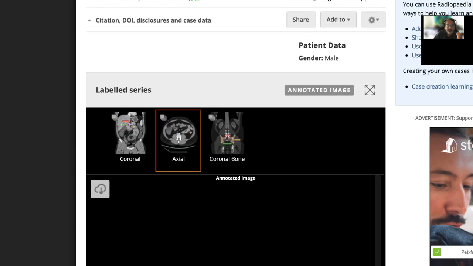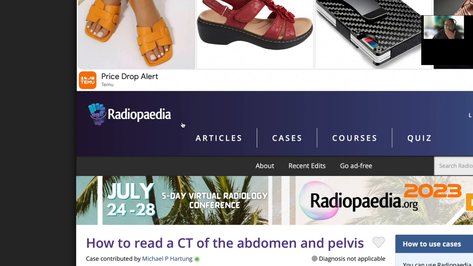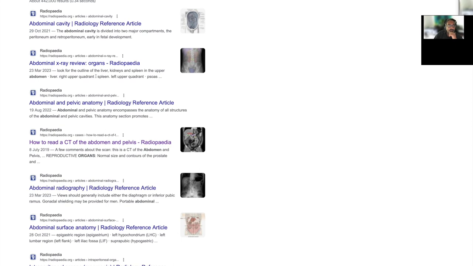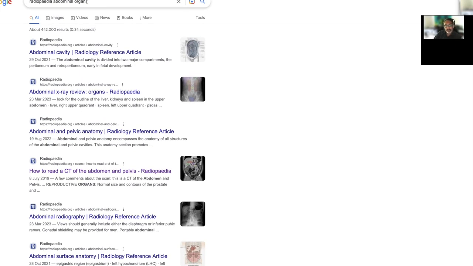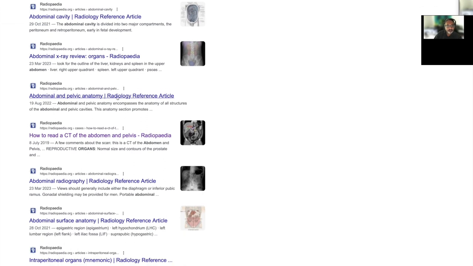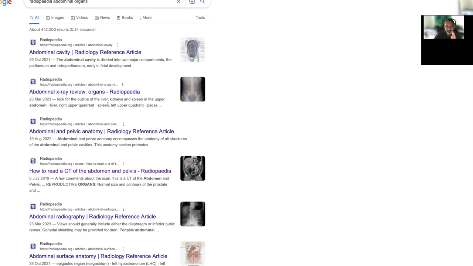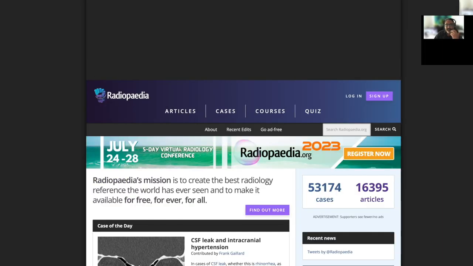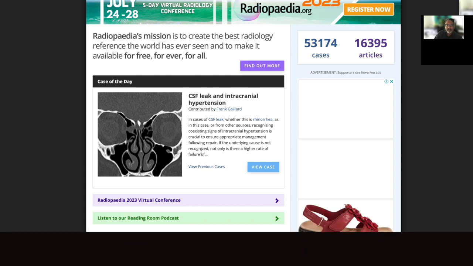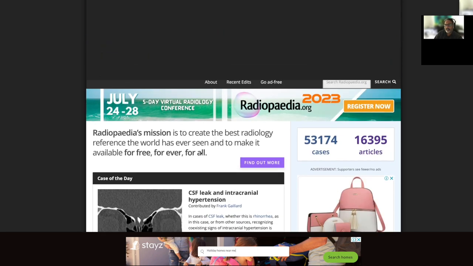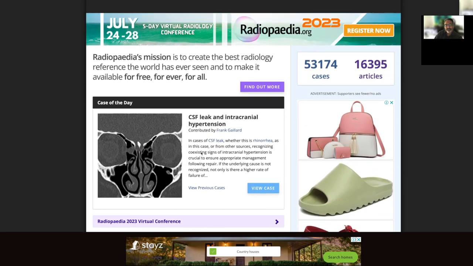So do use Radiopedia, sorry, not Wikipedia. Radiopedia is excellent. Once you start understanding a bit of the anatomy, just go into Radiopedia, or do what I just did. Just Google Radiopedia abdominal organs, and it will give you certain articles that you can go through. Radiopedia is excellent, I can't explain how good it is. The only problem with Radiopedia is that it is very hard to search. You have almost everything you need to know as a radiology trainee in Radiopedia, but it is hard to search, so the better way to search is actually Google.